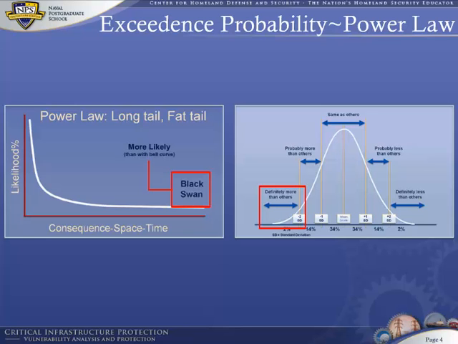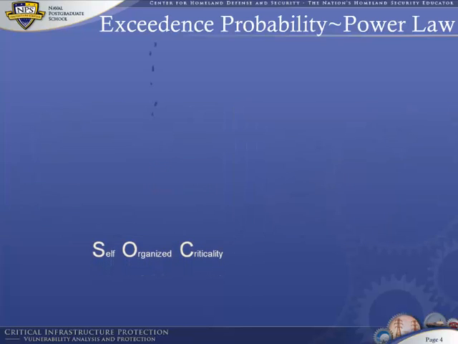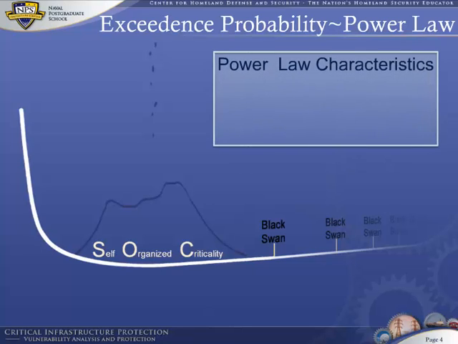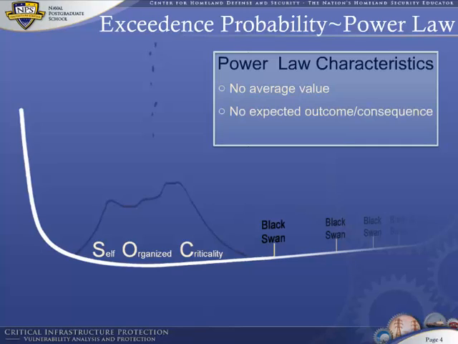The second important feature is this. As a system's self-organized criticality increases, its power law tail grows. That is, black swans become more frequent as the power law describing them gets longer. In fact, the tail goes on forever. For this reason, there is no average value. And without an average, there is no such thing as an expected outcome or consequence. Power laws do away with normality.